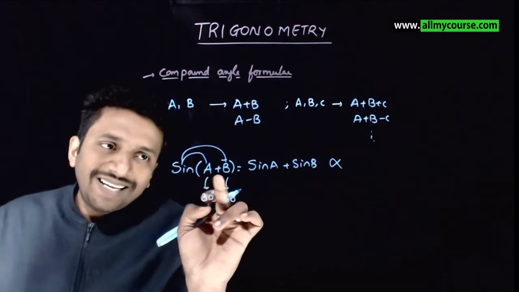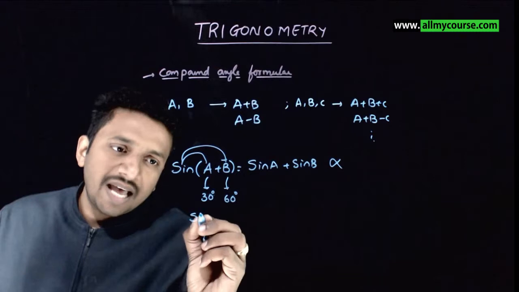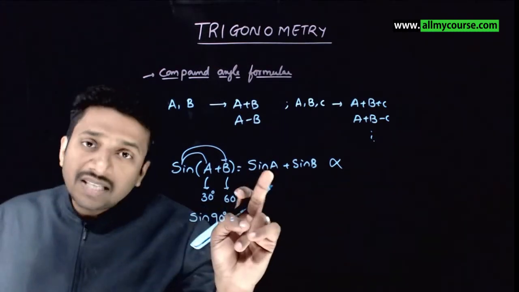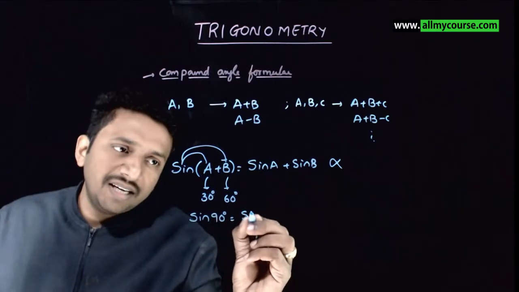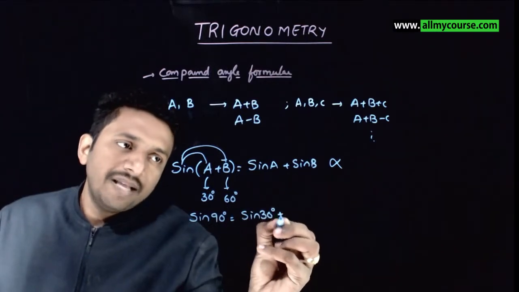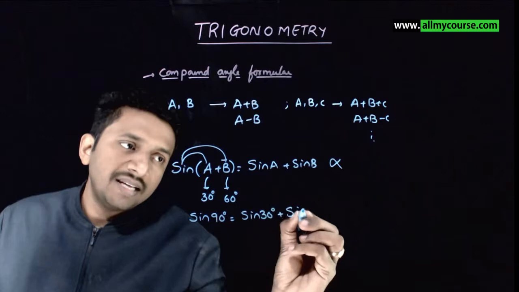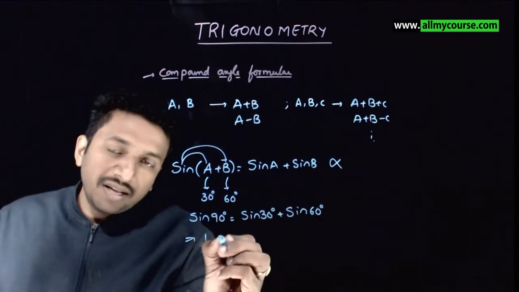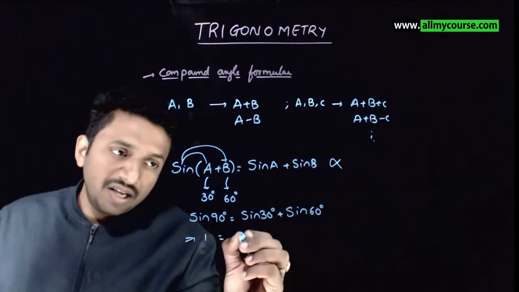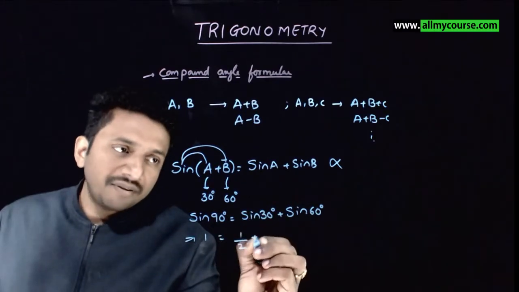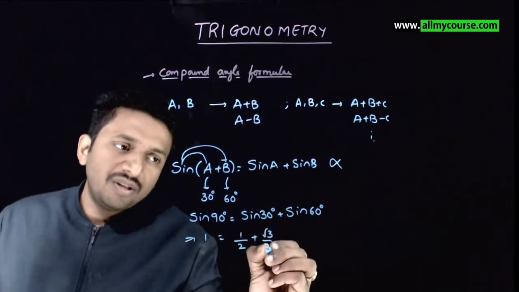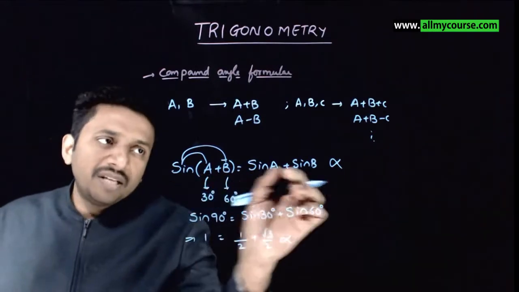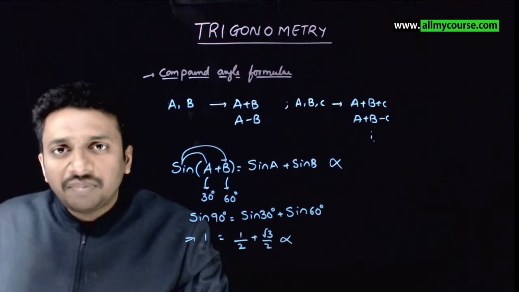Sine of 30 plus 60 is nothing but sine of 90 degrees, which is equal to sine A, sine 30 degrees, plus sine B, sine 60 degrees. So this implies 1, since sine 90 is 1, is equal to sine 30, which is half, plus sine 60, which is root 3 by 2, which obviously is wrong. So sine of A plus B will not be equal to sine A plus sine B.